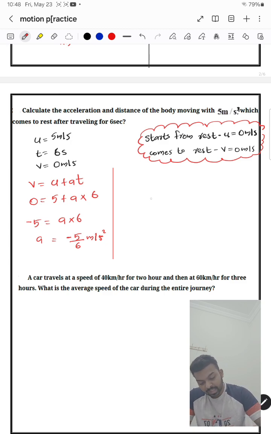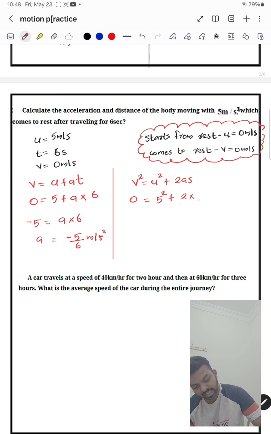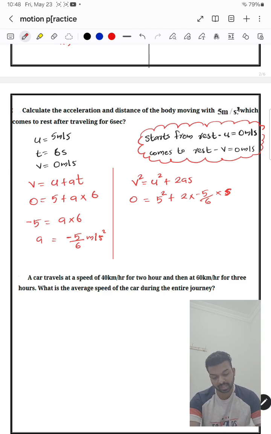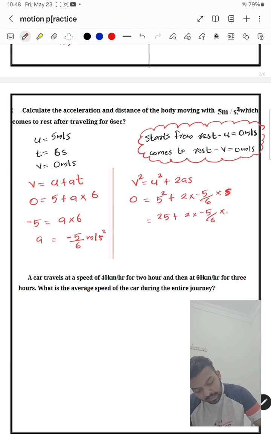So let's see. V square is equal to u square plus 2as. So 0 is equal to 5 square plus 2 into a, which is minus 5 by 6, into s. Now let's make it easier. This 5 square is 25. So 25 plus 2 into minus 5 by 6 into s.